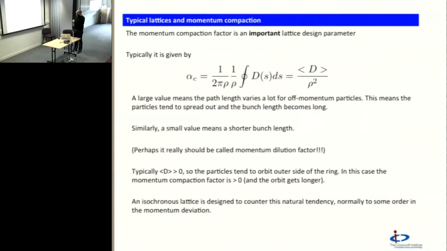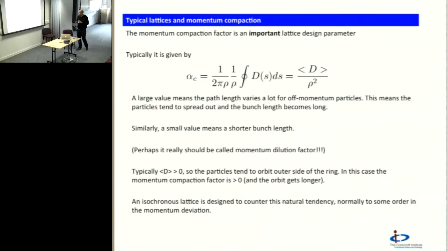Momentum compaction factor is an important lattice design parameter. Don't think that because accelerator physics courses start transversely and go longitudinally, it's any less important. It's not. In fact, it's more troublesome potentially. And it's one of the factors that is really the first impact of the transverse dynamics on the longitudinal dynamics. The dispersion is telling you when particles arrive early or late in the RF cavity.